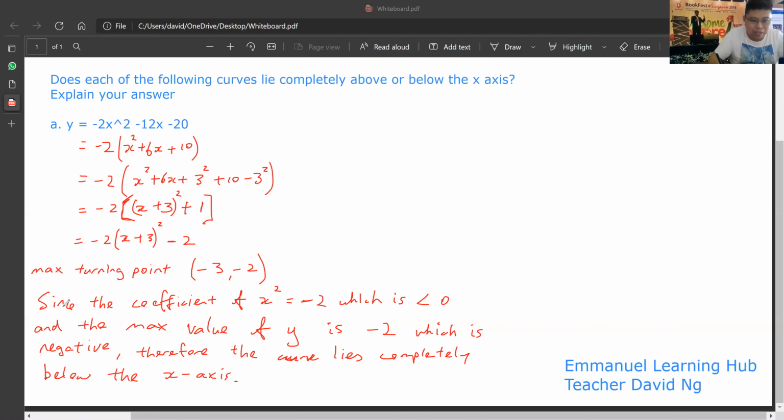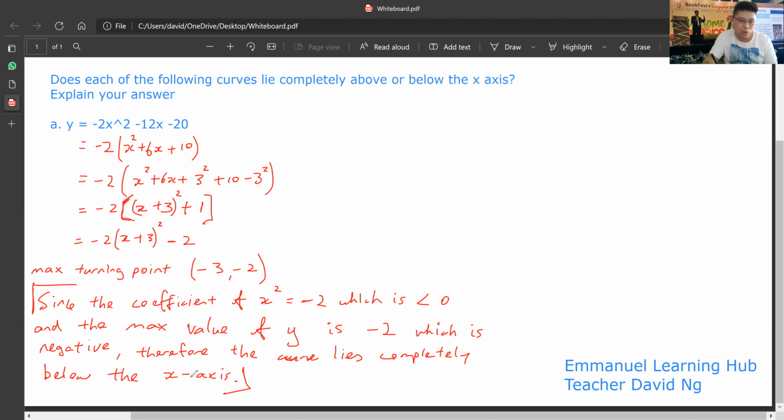The marker is looking at this paragraph rather than here, although here is important to make sure you get the turning point. The actual marks is here. So make sure you can write this out. And this kind of question is a 3 marks question. 1 mark, 2 marks.